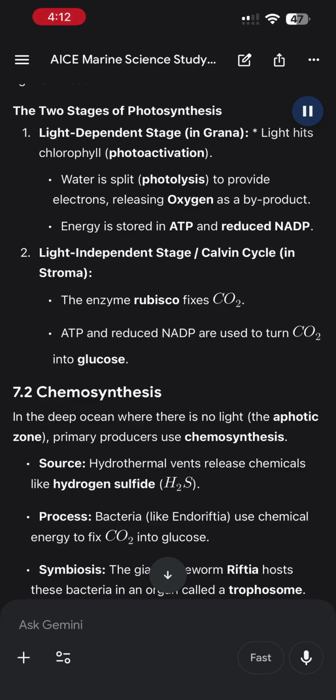2. Light-independent stage, the Calvin cycle, in the stroma. The enzyme Rubisco fixes CO2. ATP and reduced NADP are used to turn CO2 into glucose.